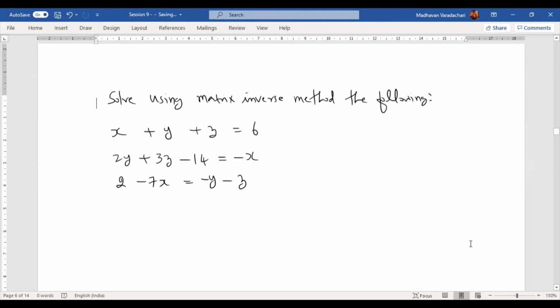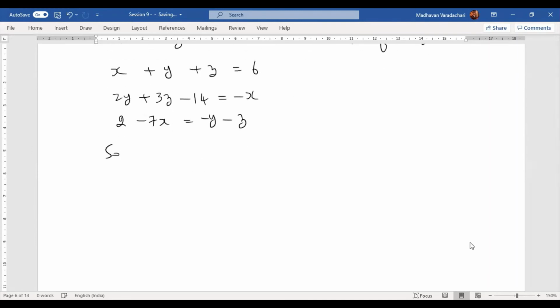So again, we need to reorganize the equations, bringing all X terms to one column, Y terms to the second column, Z terms to the third column. So I can write it as 1 times X plus 1 times Y plus 1 times Z equal to 6, the first equation. Then bring this negative X to the left side. It will become positive. 1 times X plus 2 times Y plus 3 times Z. Take this negative 14 to the right side.